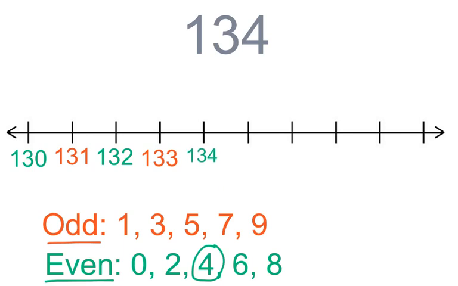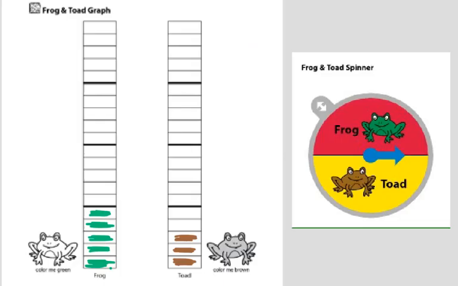Nice job. Tomorrow we'll add a new number to our number line. Now let's look at our frog and toad graph for the month of April. Right now, frog has 5 pieces and toad has 3 pieces. I'm going to spin the spinner and show you what I land on today. Today is a toad day, so we're going to color another piece for toad.